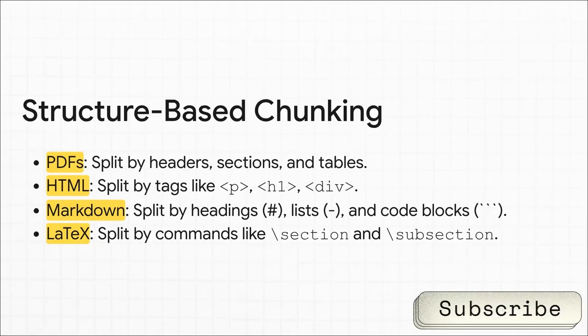This is where it gets really cool, because you can let the document's own structure do the work for you. So for example, if you're working with a PDF, you can split it by its headers and sections. For HTML from a web page, you can use tags like paragraphs or titles. For Markdown, you use the headings. It's like you're leveraging the built-in logic of the document itself to create these perfectly contextualized chunks.